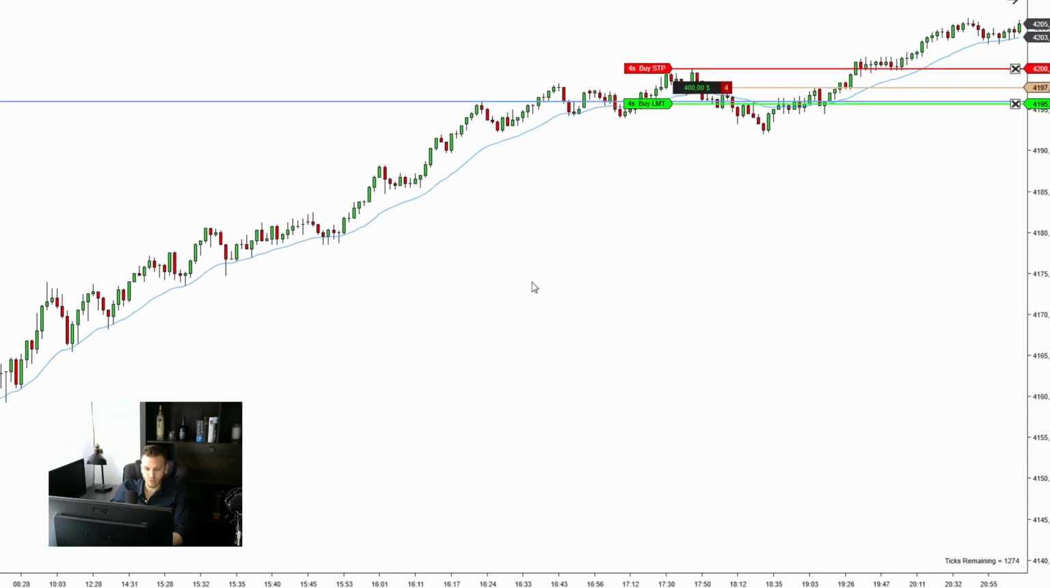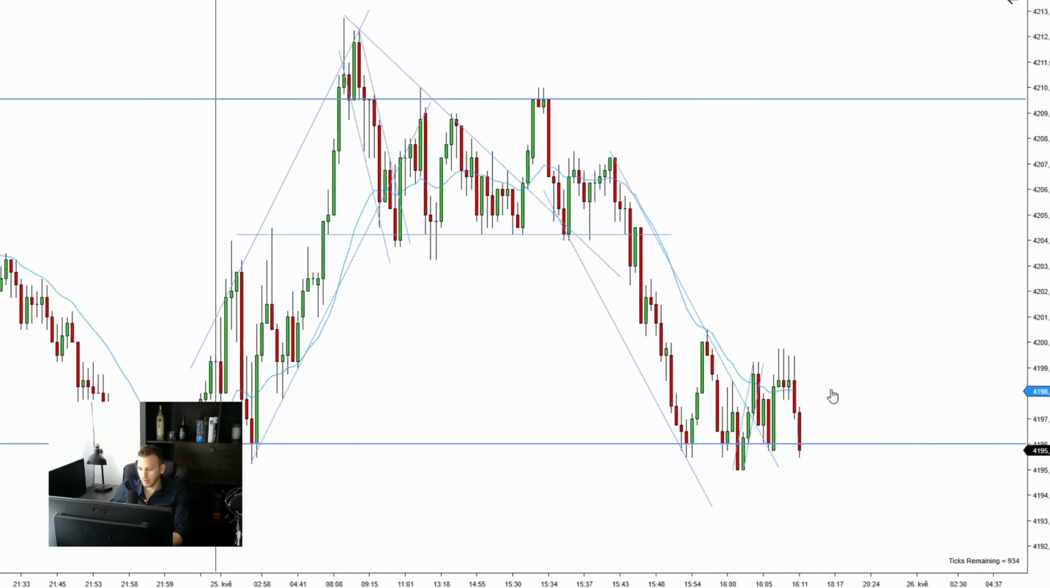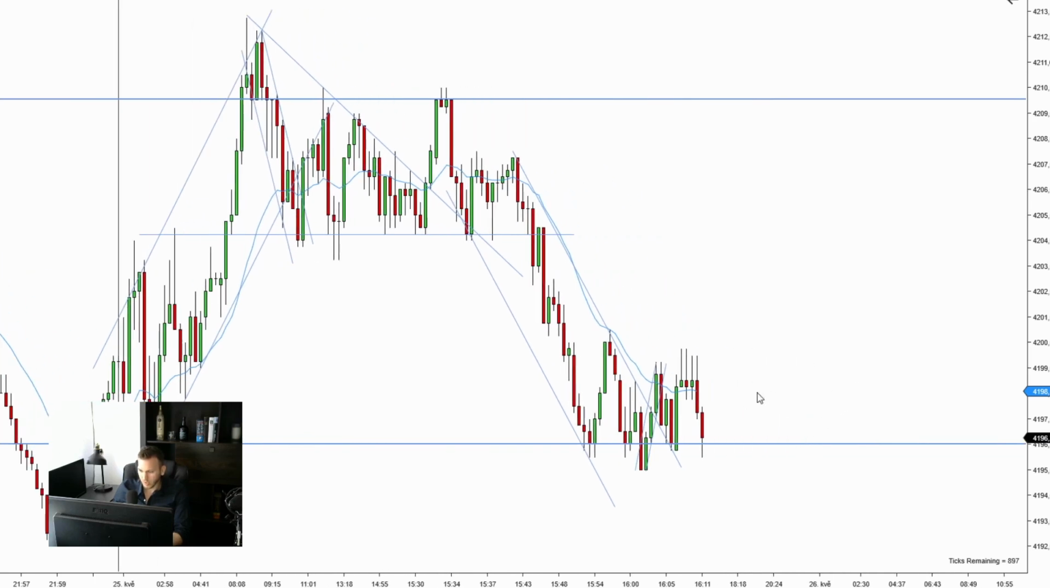Unfortunately, I was too busy to. And it was that quick. We got out perfect. So you guys can see hopefully why I took this trade, second entry short.